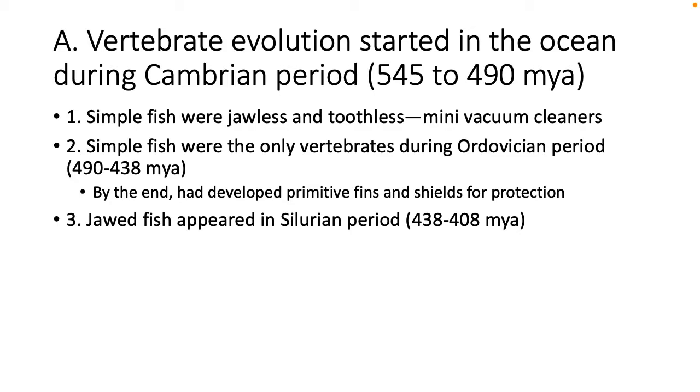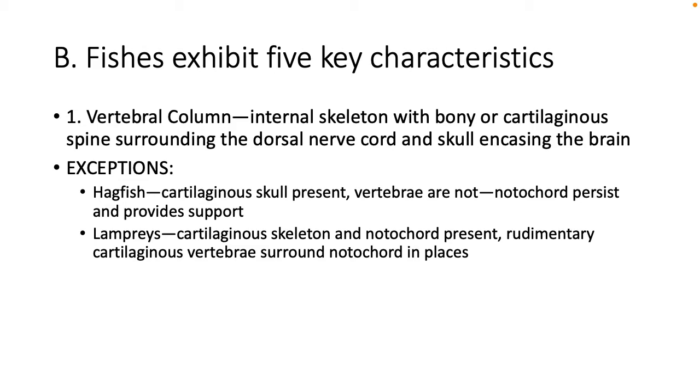So five key characteristics that make a fish: a vertebral column, either bone or cartilaginous. It surrounds their nerve cord, and then their skull protects their brain. There are two exceptions: the hagfish and the lampreys. So hagfish, cartilaginous skulls present, vertebrae not. Lampreys, cartilaginous skeleton, notochord is present, but they have some rudimentary vertebrae that surround the notochord in some places.